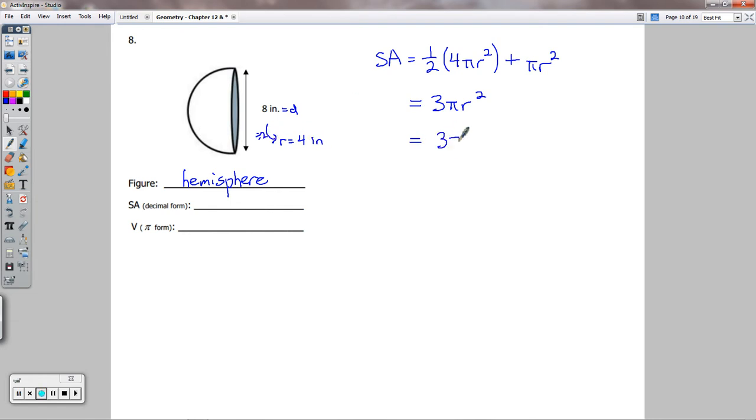We've got 3 times pi times 4 squared. 4 squared is 16. 16 times 3 is 48. 48 pi. This says in decimal form, so let's type that in. 48 times pi. Looks like we got 150.8. So 150.8 approximately. And that would be in inches squared.